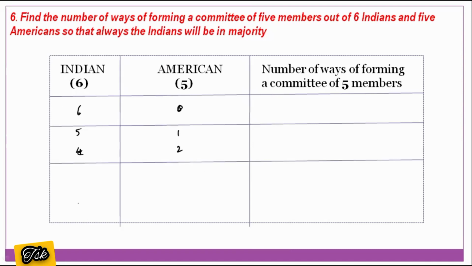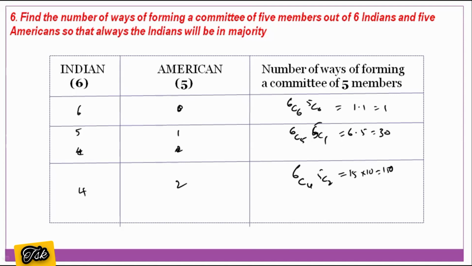So this can be done in 4 and then 2. So it can be done in 6C6 into 5C0, 6C5 into 5C1, sorry, and then 6C4 into 5C2. 6C6 is 1 and 5C0 is 1, that is 1. 6 into 5, 30, and then 6C4 is 6C2, which is 15, 15 into 10, 150. 6C4 is 15, and then 5C2 is 10.